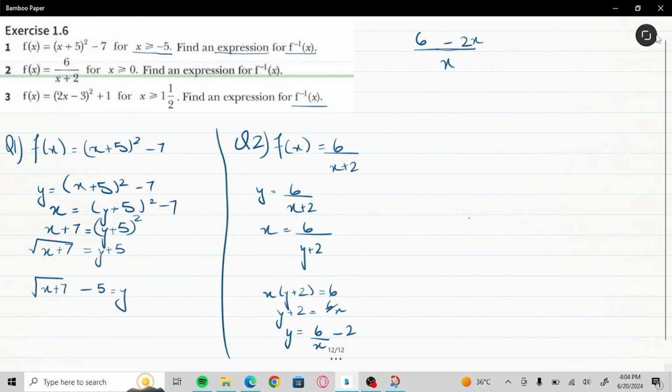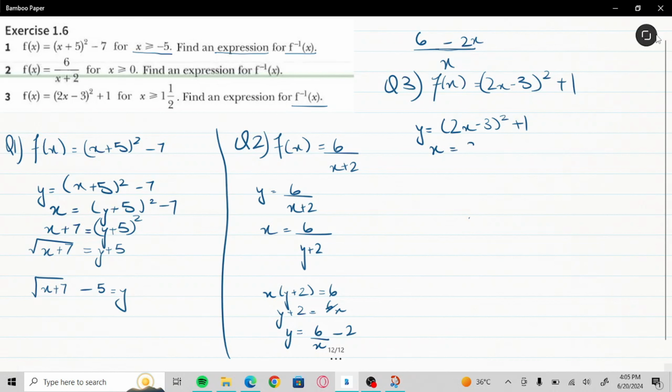Okay, for question number 3, we have f(x) is equal to (2x minus 3) whole squared plus 1. So we have to find the inverse of this function. What we do for that is assume the value of the function f to be y, and we say y is equal to (2x minus 3) whole squared plus 1. And what we do again is interchange the x and y values.